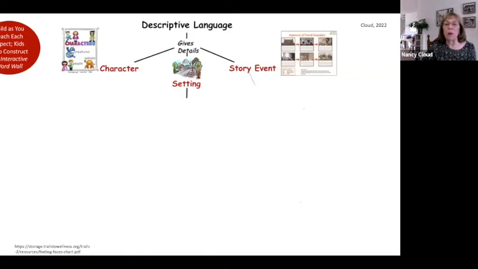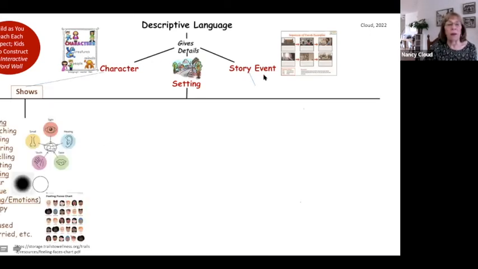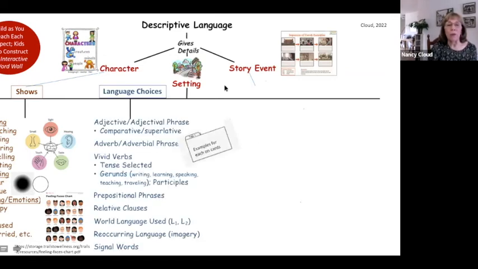So this graphic organizer is for you, but at the upper grades, you might also be able to use it with the students to point out to them that descriptive language gives us details about characters, settings, and story events. It shows rather than tells. It taps into our senses. It shows us, are people thinking in a clear way or in a vague or fuzzy way? What are they feeling?